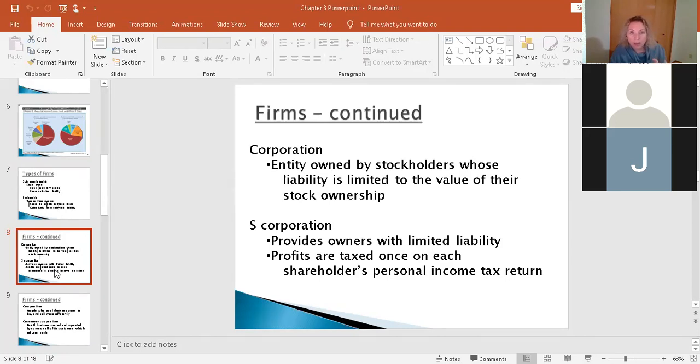The one type of firm, and there are more than one, that we're going to talk about that is more of a happy mix of the two is what's called an S Corp. The S doesn't stand for anything. It's like section S of the tax code talks about.